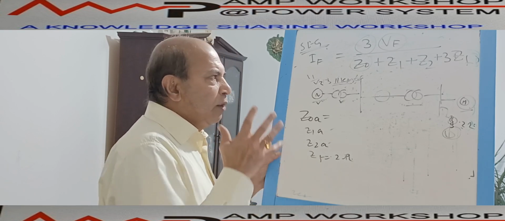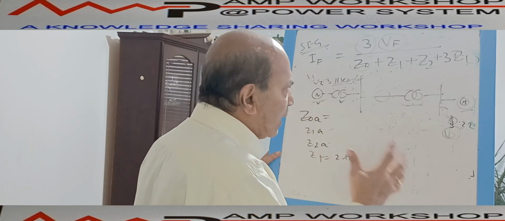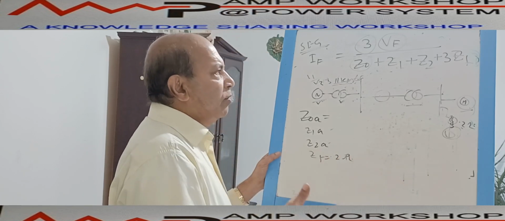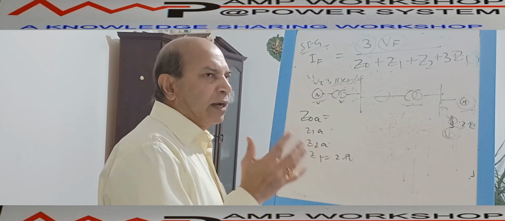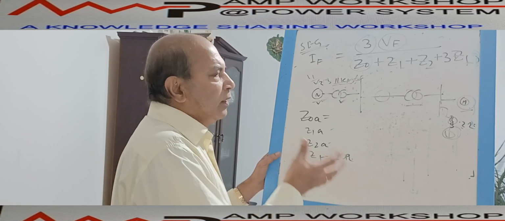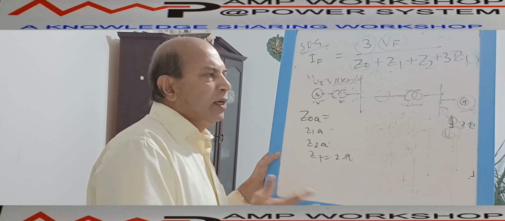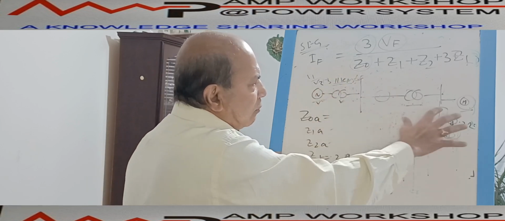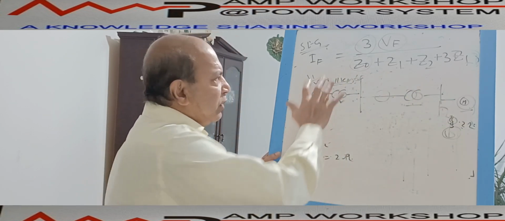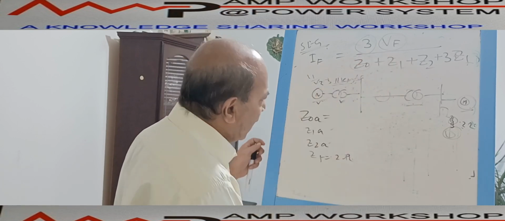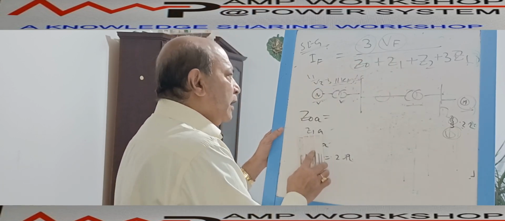So if you want to have a clear idea about the short circuit current due to unsymmetrical fault, then you must go through video number 59 and 58. Then only it will be clear how to calculate this sequence current. So this is the master formula for single line to ground fault short circuit current calculation.